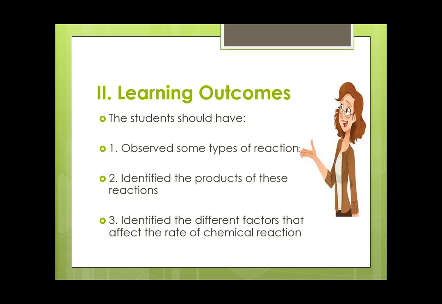Learning outcomes. The student should be able to: 1. Observe some types of reaction. 2. Identify the products of this reaction. 3. Identify the different factors that affect the rate of chemical reaction.